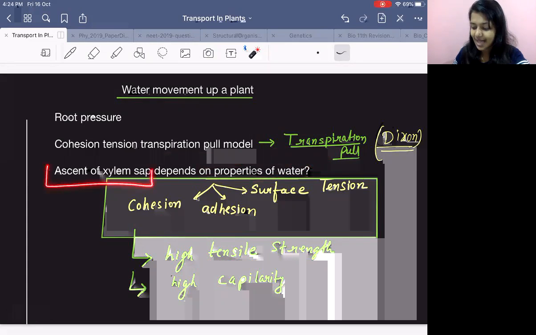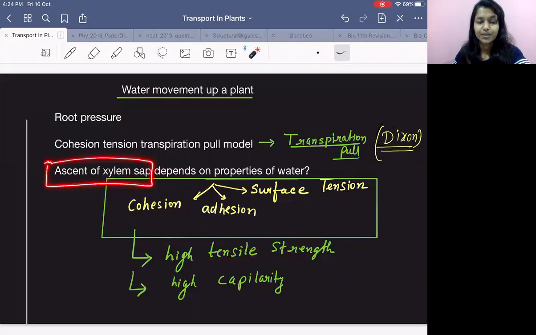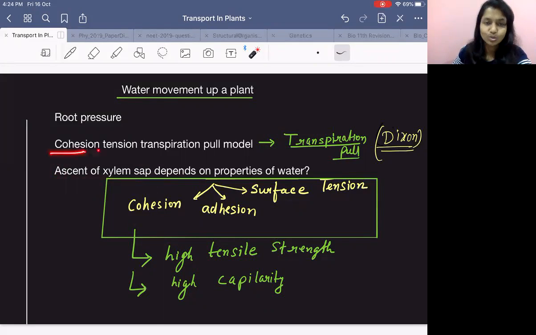Ascent of xylem sap. What do you mean by ascent of xylem sap? Ascending you have learned, right? Ascending means going from small to big, you have studied, right? Ascent of xylem sap means it is going from down to up. Down to up. So the ascent of xylem sap depends on the property of water also. That's why here we have added these two terms, cohesion, tension. Got it? Yes?